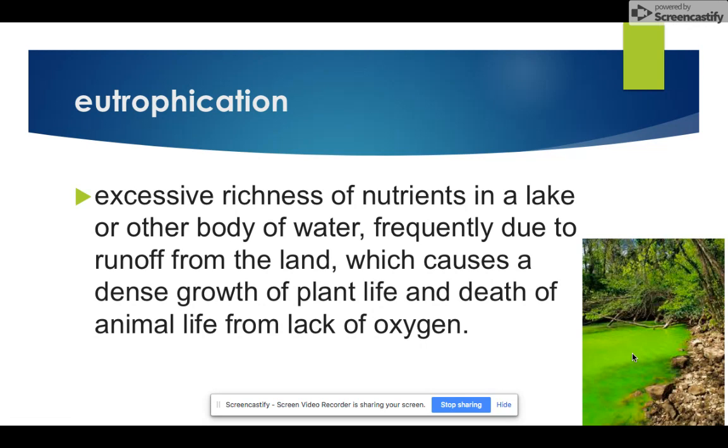Every time I drive around with my wife, I say, "Look at that, there's eutrophication going on." Of course, she wants to slap me all the time because I say that and act like a nerd.